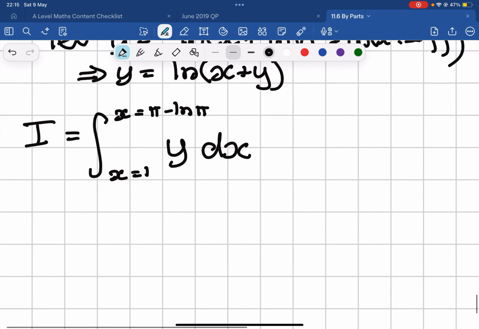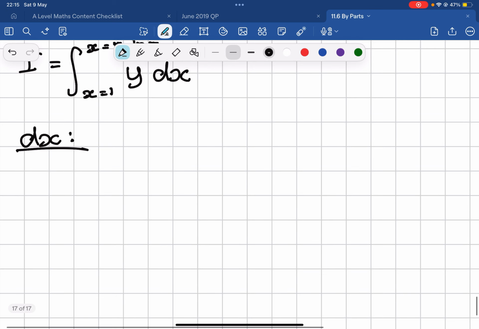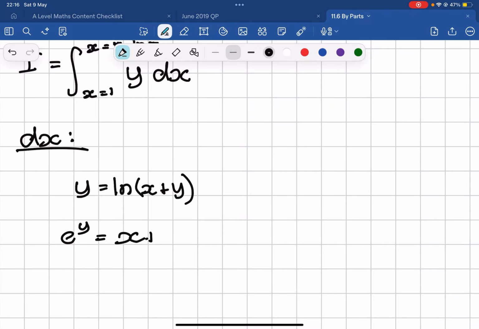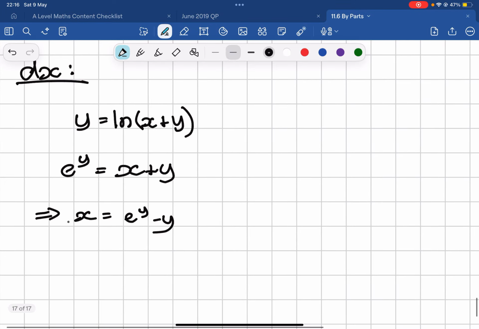Let's go. So first thing I want to adjust is the dx. So y equals ln x plus y. Now to get dx, we actually want to quite clearly separate the variables. So let's raise each side to the power of, to base e, and rearrange for x. Now we have x equals e to the y minus y. We've got x on one side, y on the other side.